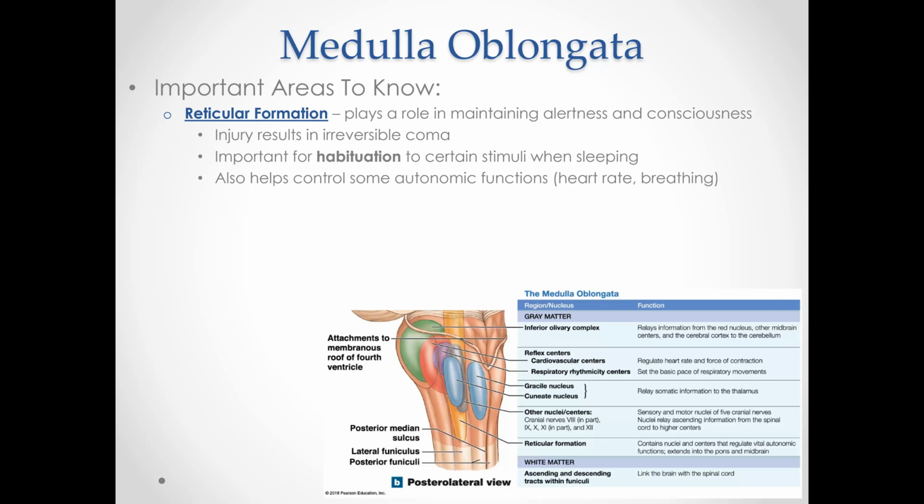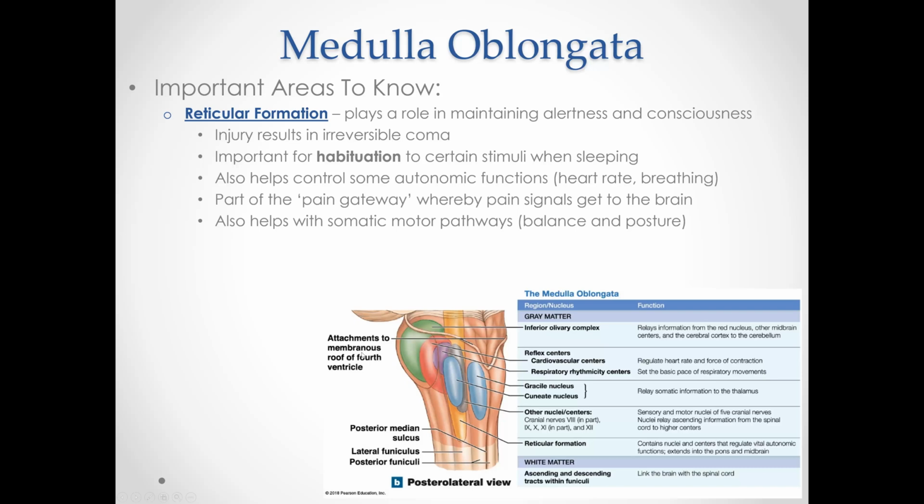The reticular formation also helps control some of the autonomic functions. So there are other specific reflex centers that we're going to mention in a minute, but the reticular formation can also help with these autonomic functions. It is also part of the pain gateway, whereby pain signals get to the brain. And so some of the way that the brain can anesthetize or cause you to ignore the pain signals also goes through the reticular formation. And the reticular formation also has some areas that help with the somatic motor pathways, in particular the ones that help you maintain your balance and posture.